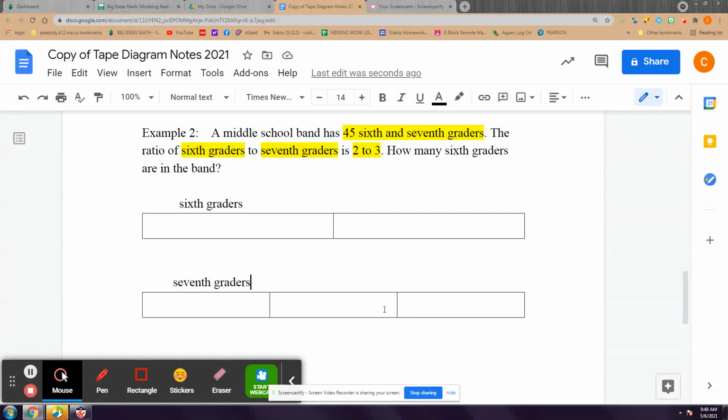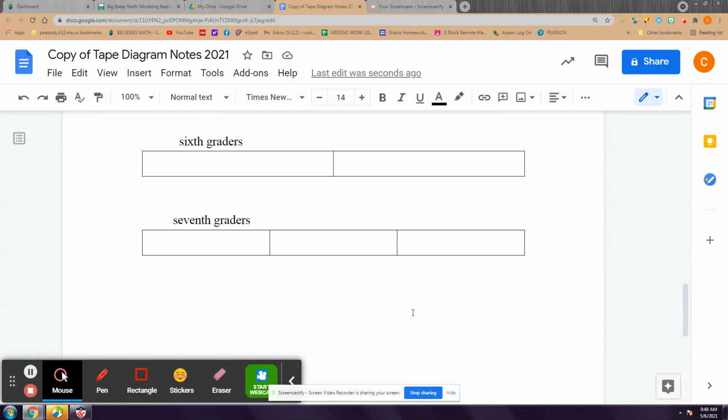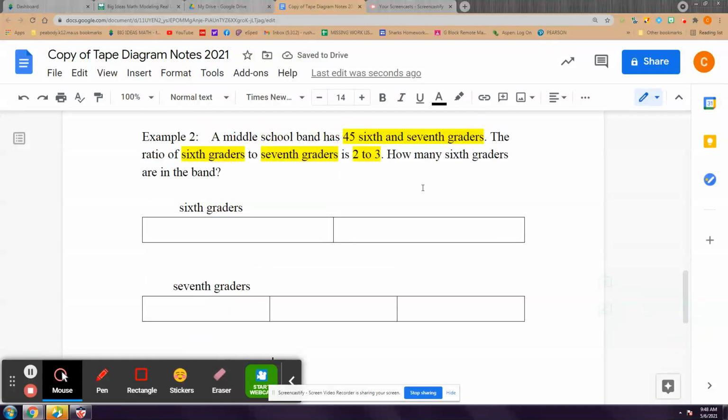Okay. Step number 2, we need to count how many total pieces there are, and that's the number we're going to divide by. So if I count how many total pieces, 1, 2, 3, 4, 5. There's 5 total pieces of tape, or 5 pieces that make up both tape diagrams. Now I'm going to do the division. I go back up here and take the total number they gave us, which was 45. There's 45 6th and 7th graders.